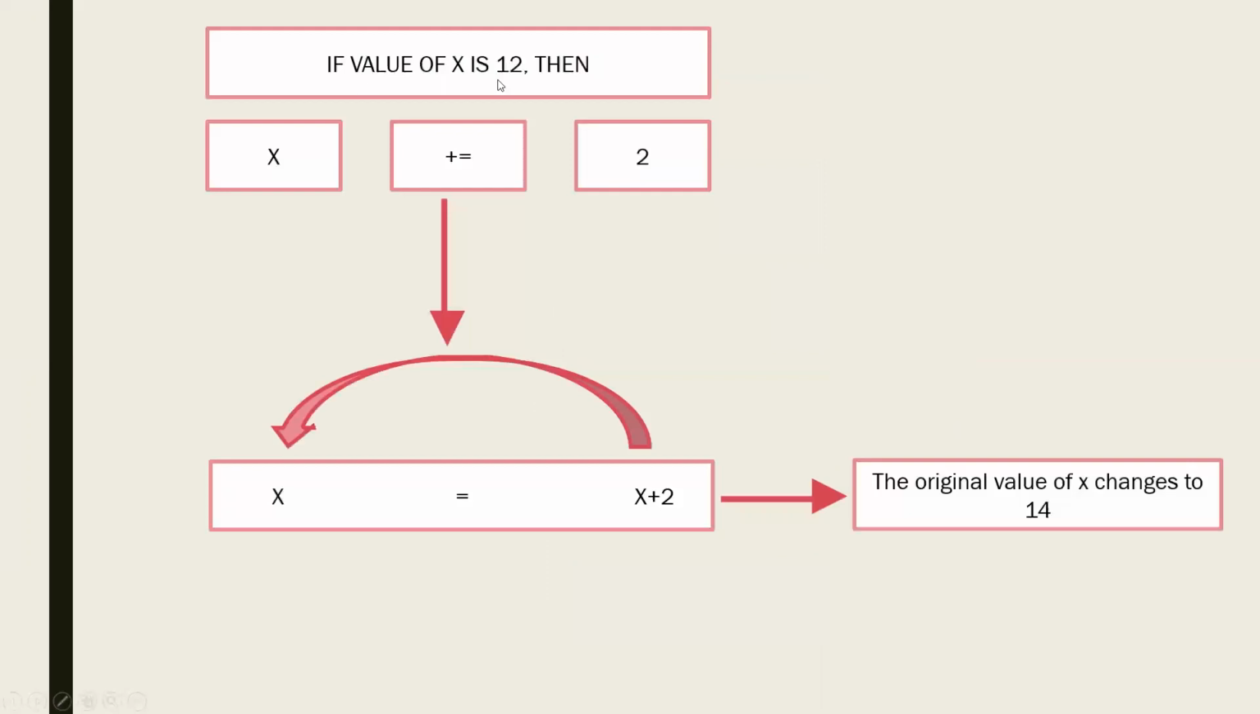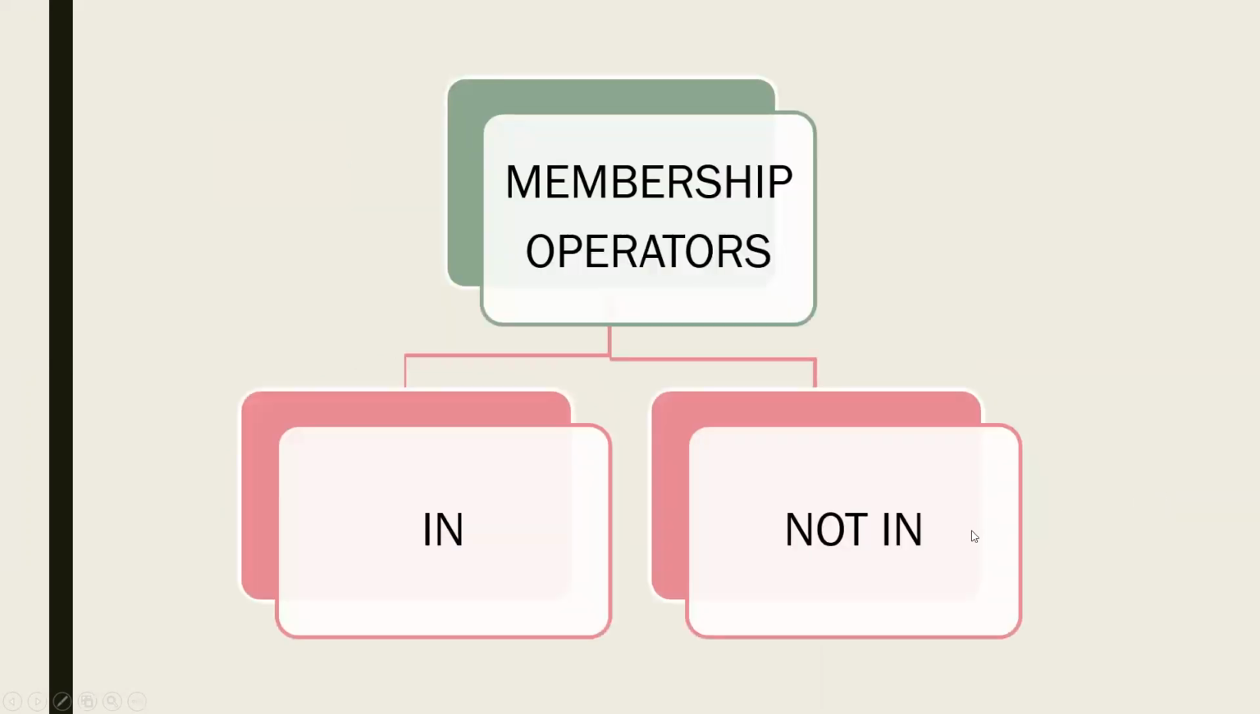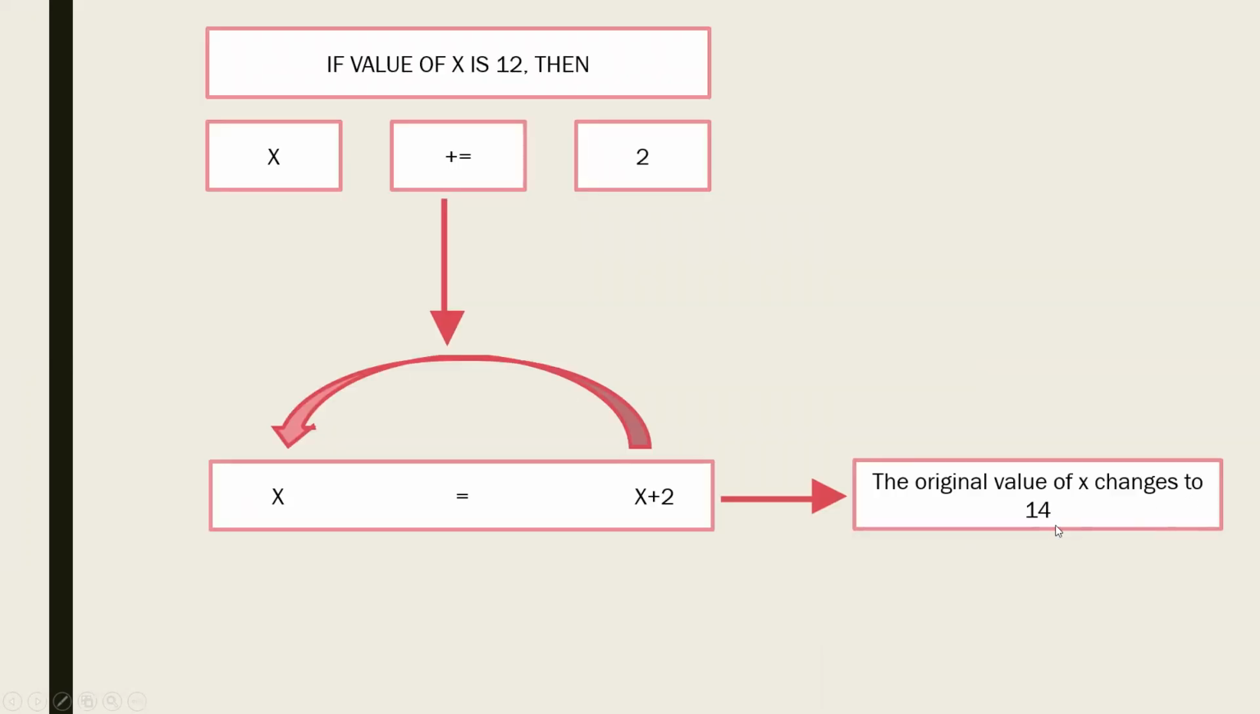If the value of x is 12, let us assume that the value of x is 12, then if we give the expression x plus equals to 2, it means that x equals to x plus 2. That means this 2 will be added to x and the original value will be replaced. So the original value of x changes to 14. So this is how plus equal to will work. Let us see practically.